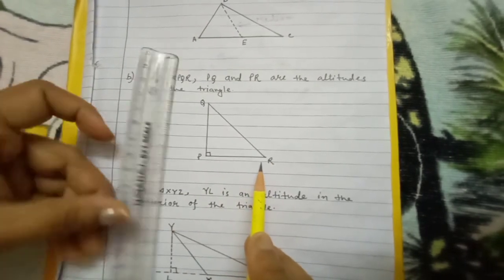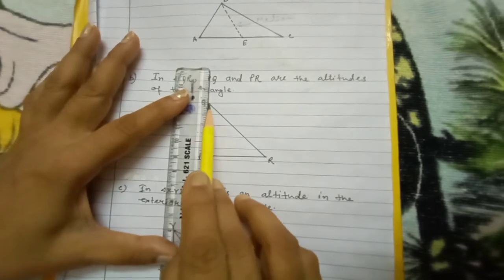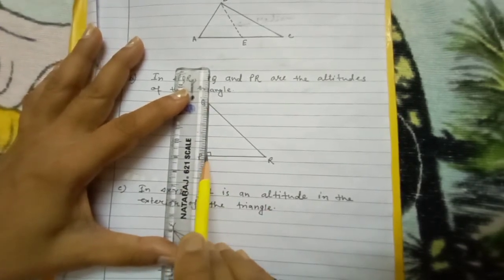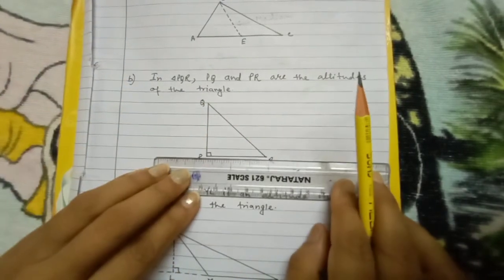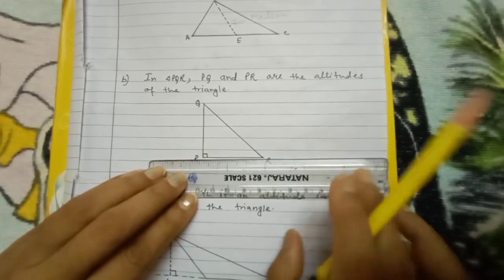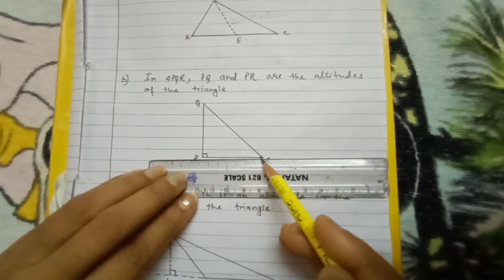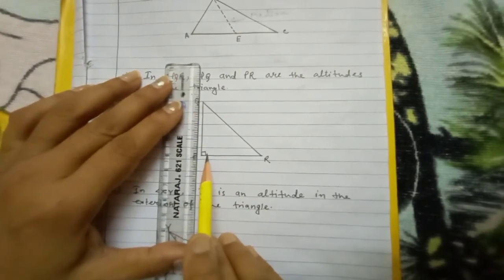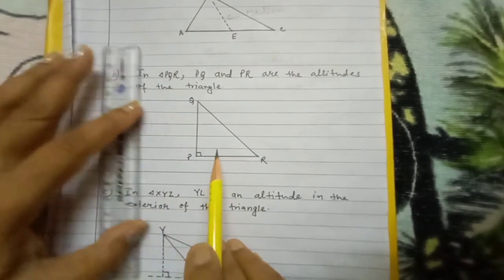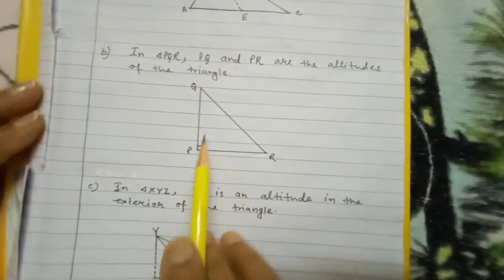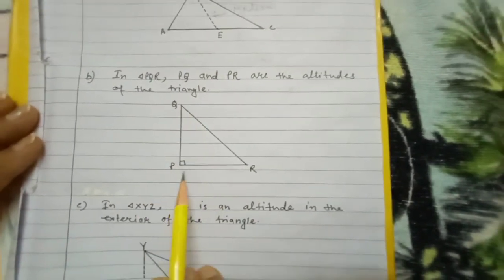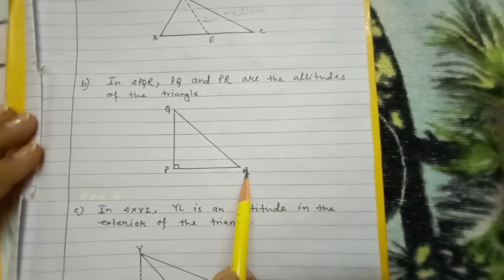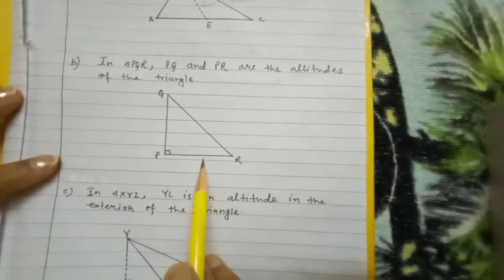each other, each at 90 degree to one another, making a 90 degree angle. Have you seen this? This side and this side make a 90 degree angle to each other. So in this case only, PQ and PR will be the altitudes of the triangle. It is a rough sketch again.